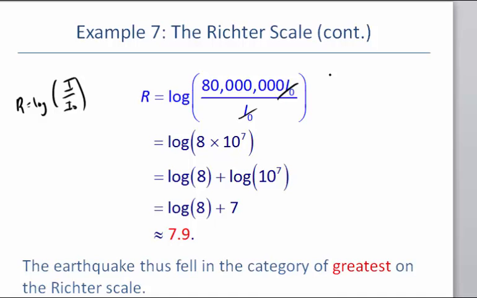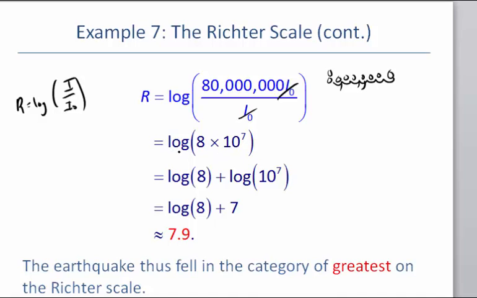Remember that that's the same thing, because if you take 8 and multiply it by 10 to the 7th, you move your decimal place 7 places to the right. 1, 2, 3, 4, 5, 6, 7, and add in those zeros. So you see that that's the 80 million.